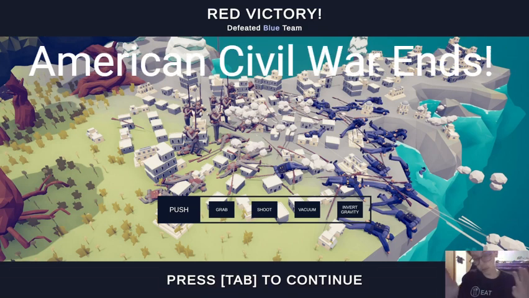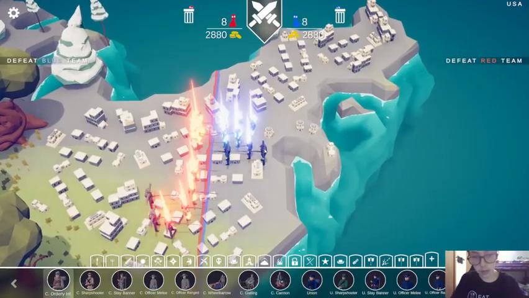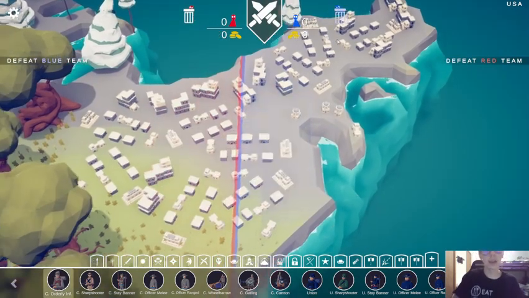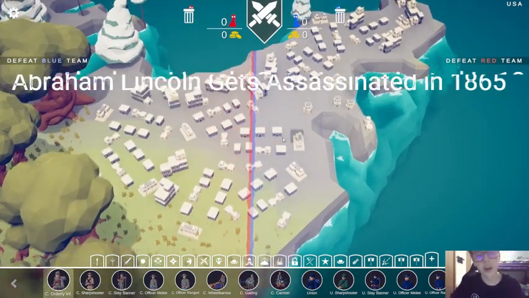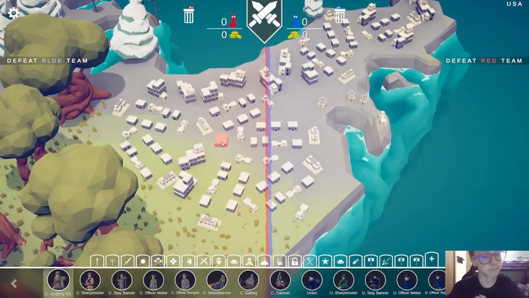Sadly, Abraham Lincoln was never able to see the war end wholly, basically, because by the time the states came all back to the United States, he was already gone, because John Wilkes Booth shot him and killed him.